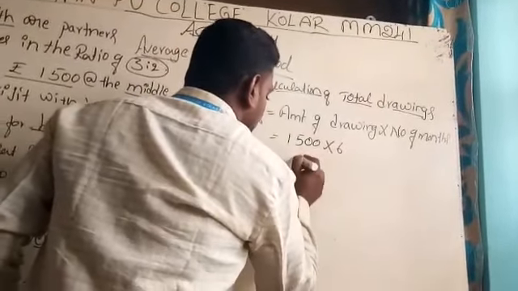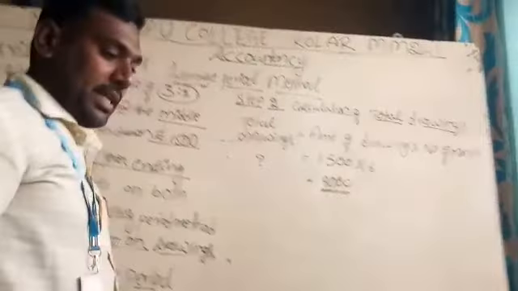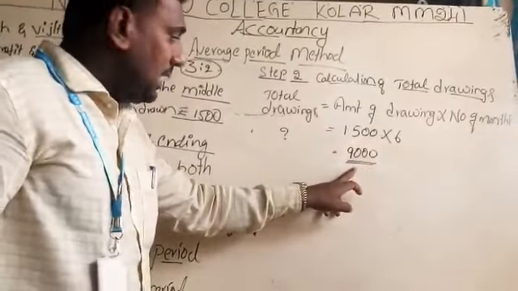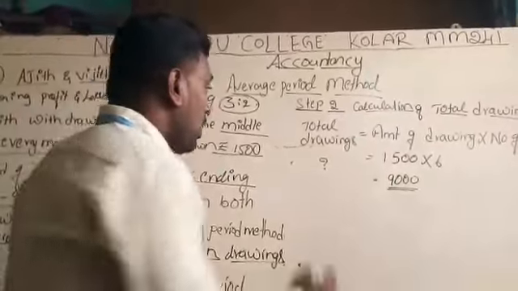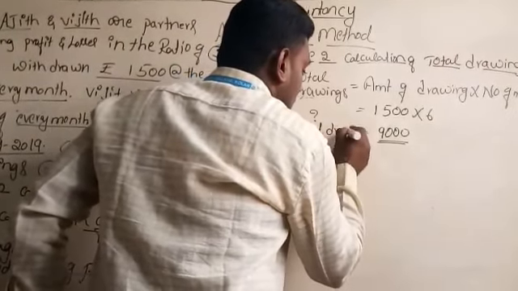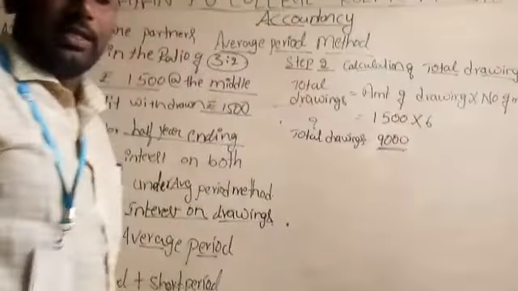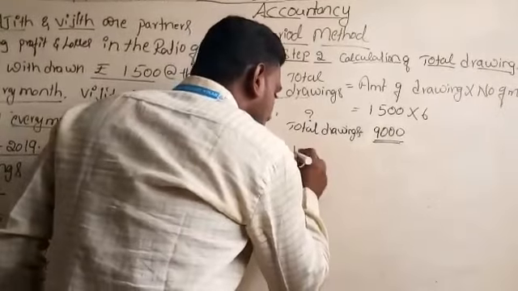Therefore total drawings is equal to 1500 times 6, which is 9000. 6 fives are 30, 6 ones are 6, so the total drawings is equal to 9000. This is step number 2. Let's come to step 3.